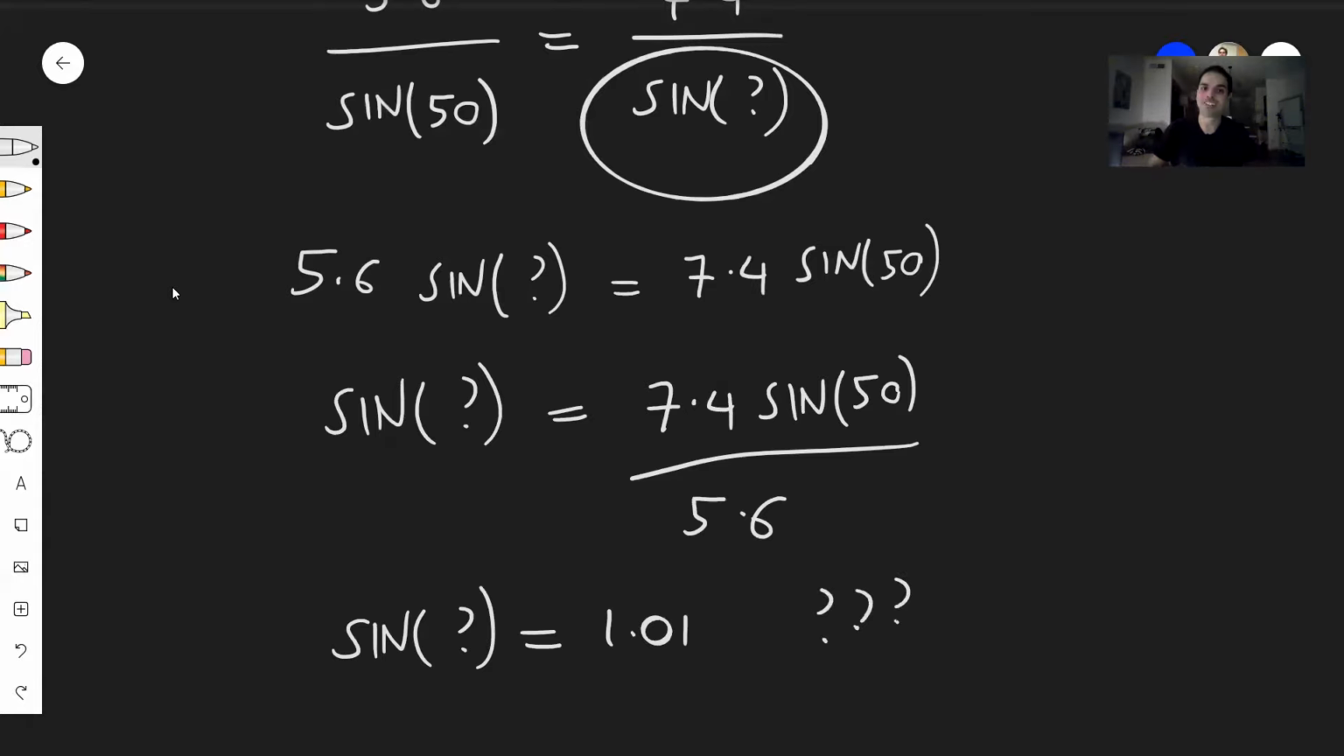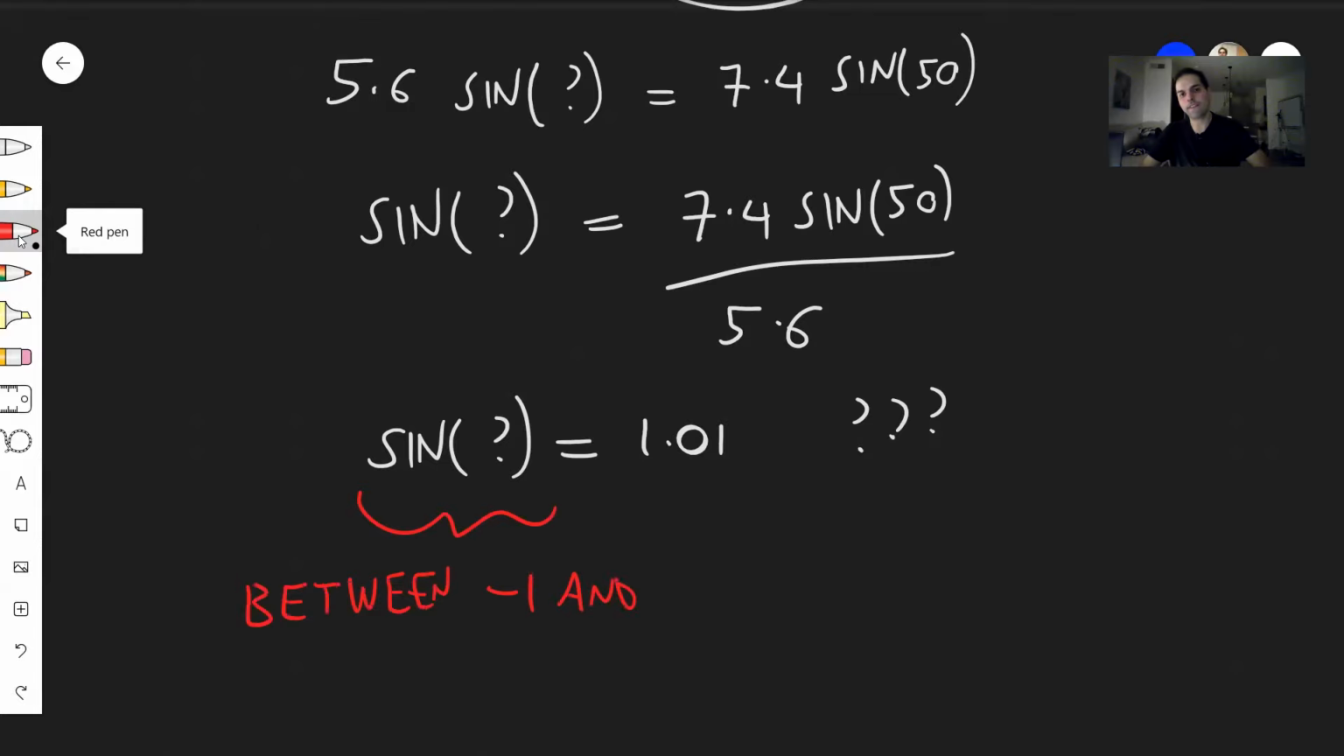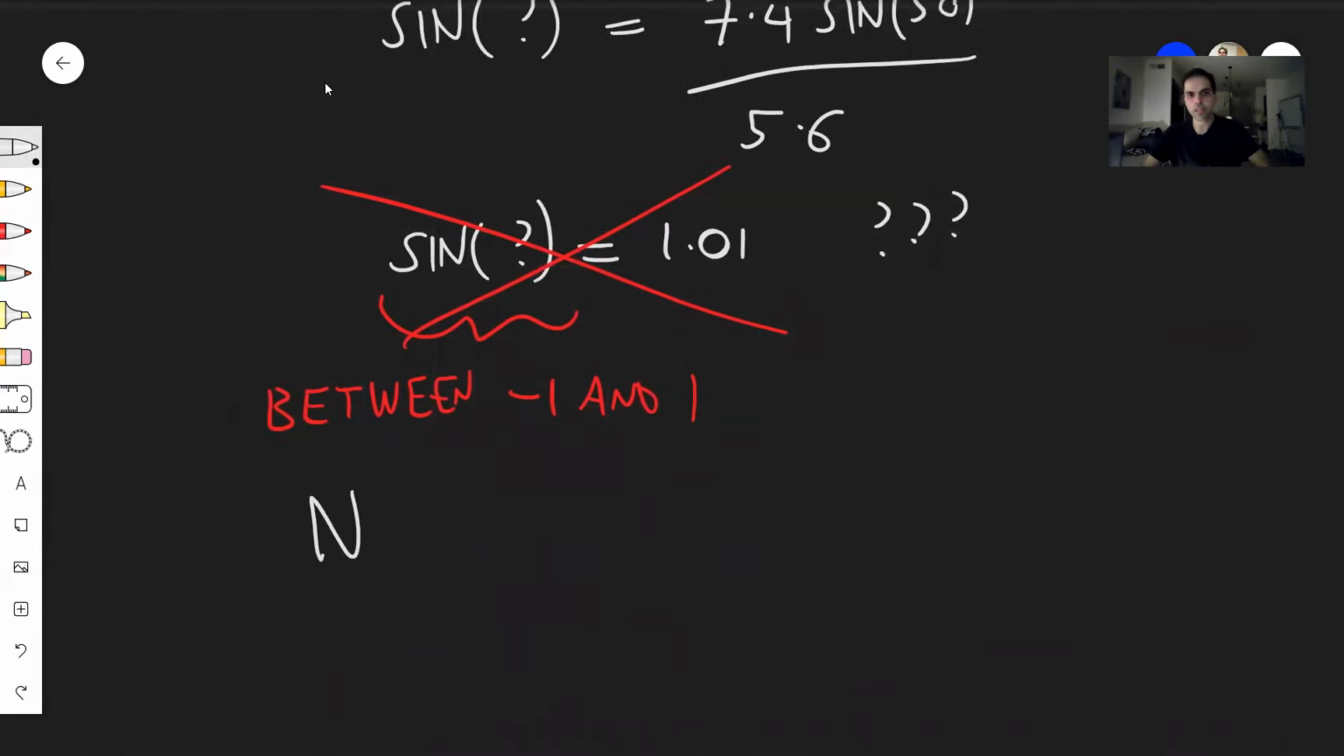How is that possible? Because, again, what's the issue? The problem is sine of an angle is always between -1 and 1. So how can it be equal to 1.01? It turns out this is impossible. And it turns out in this case, we have no solution, which just means such a triangle doesn't exist.